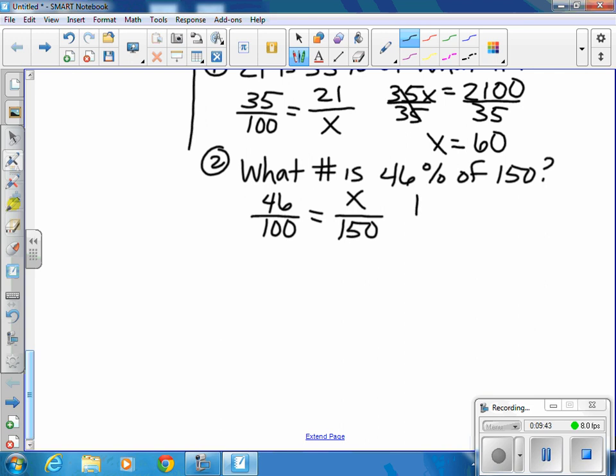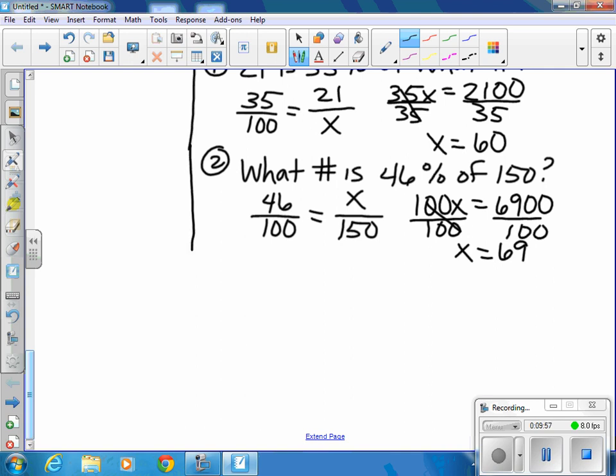Right? So we cross multiply, we have 100x equals 6,900. Divide by 100, and we end up with x equals 69. And once again, there are no units in this problem, so we don't have to worry about units in our answer.